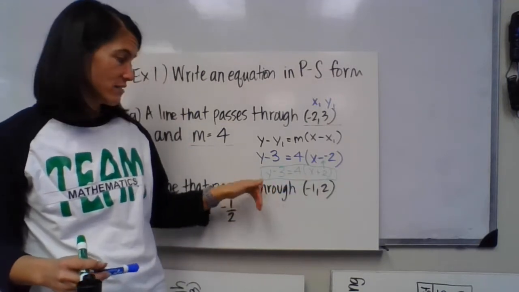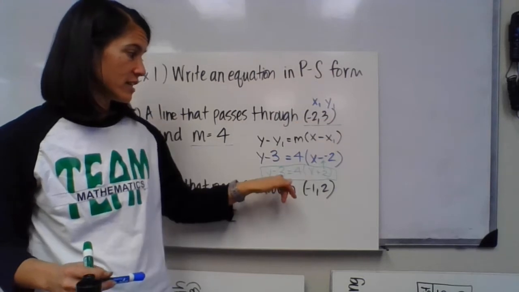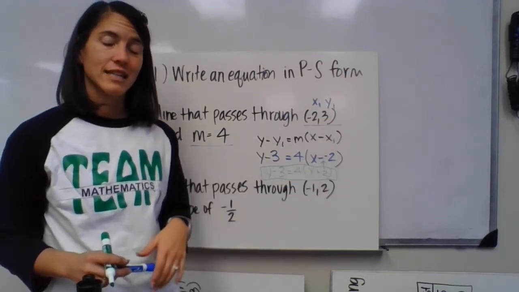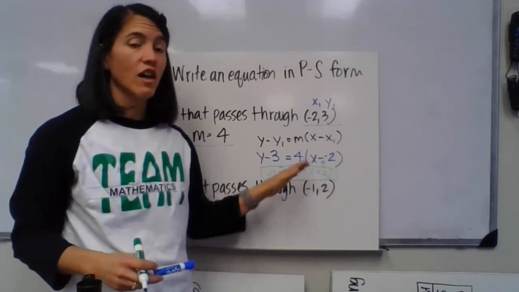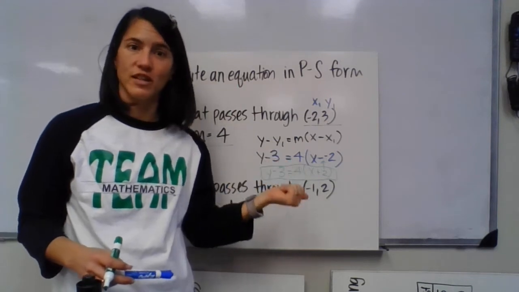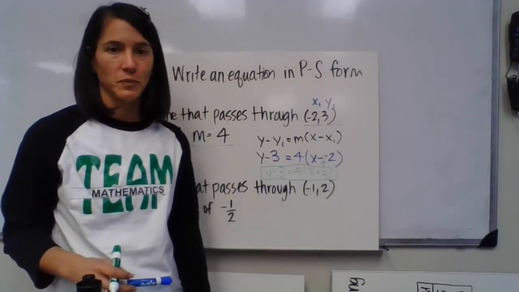Y minus y1, which is 3, equals m times x minus x1. And if you saw this equation, because there's a plus, hopefully that would trigger and go, oh, that means the x-coordinate has to be negative because it says x plus 2.